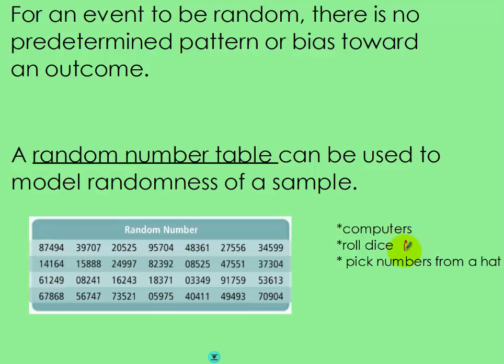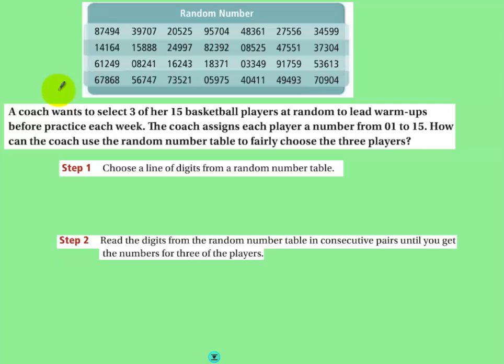If you had a D10, a 10-sided die, and you just kept rolling that and gave it a good roll every time, then you get a fair distribution. You could also pick numbers from a hat, so you put 10 numbers in there and they're all equally sized and weighted, and you just kept pulling them one at a time. That could be random as well, as long as it's well distributed and well shaken up. So let's use that random number table.